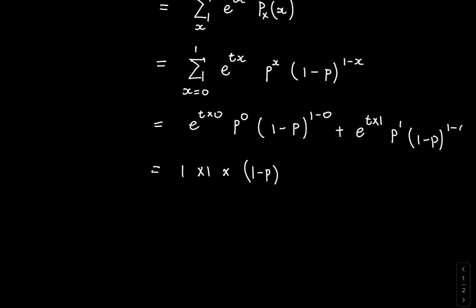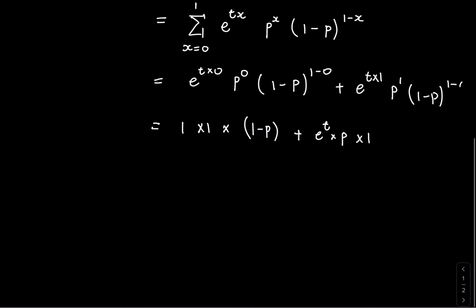Now simplifying the next section, you've got e to the t times 1. Well, that's simply just e to the t. You've got p to the 1 as well here. That just becomes p. And I'll put a multiplication sign. And then here you've got the power is 0, and we know that anything to the power of 0 is 1. So this expression altogether here becomes 1.